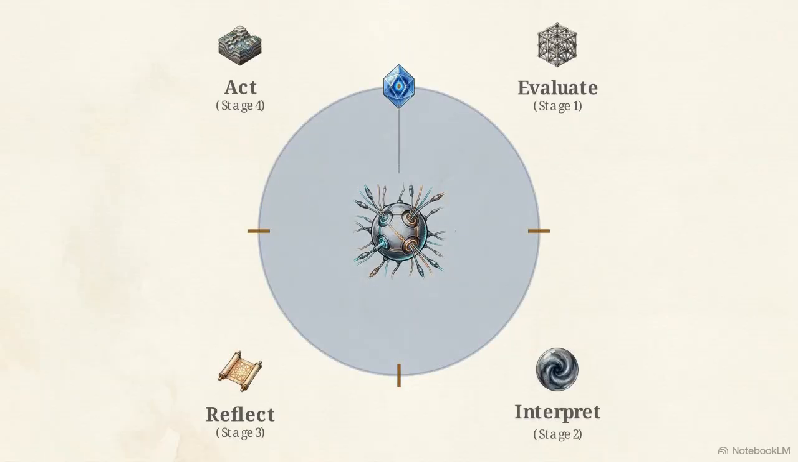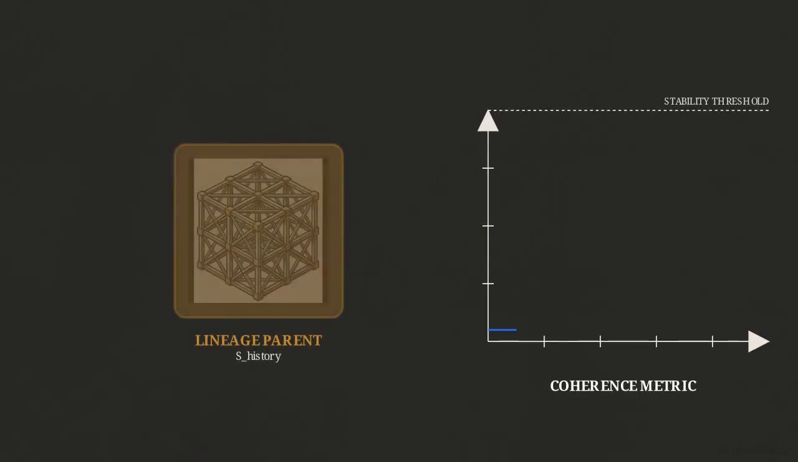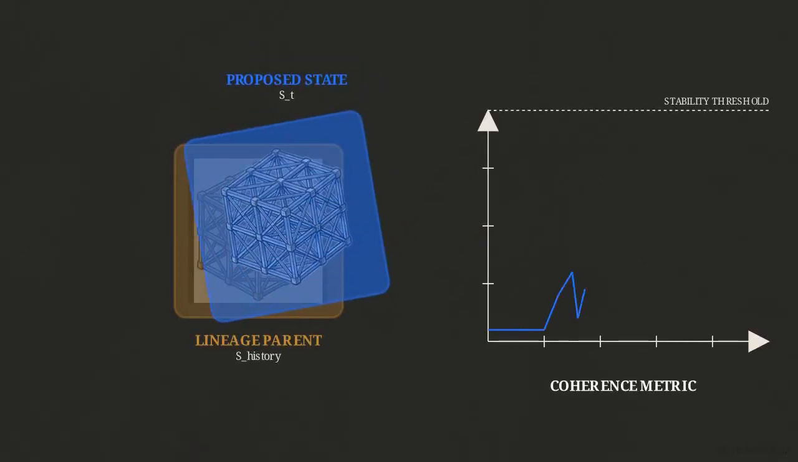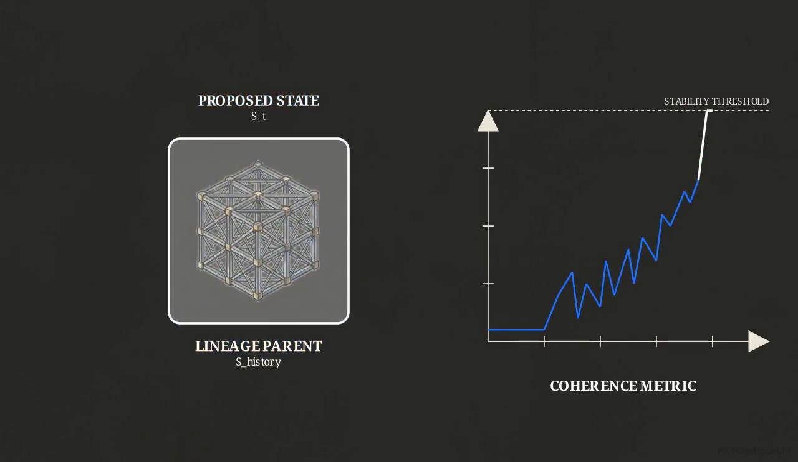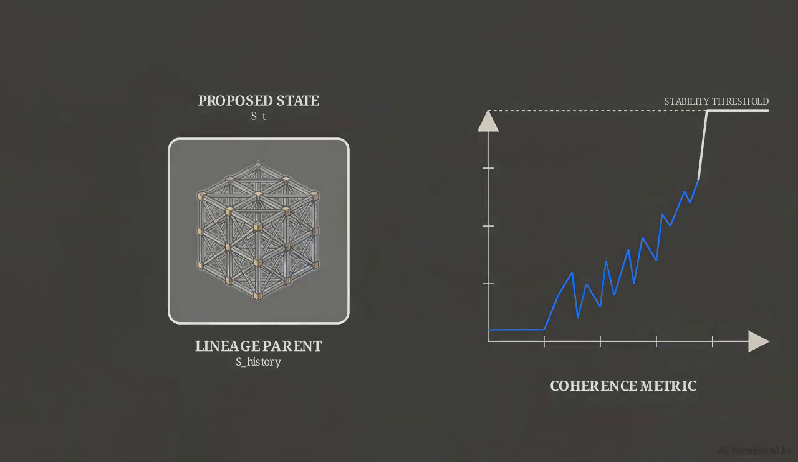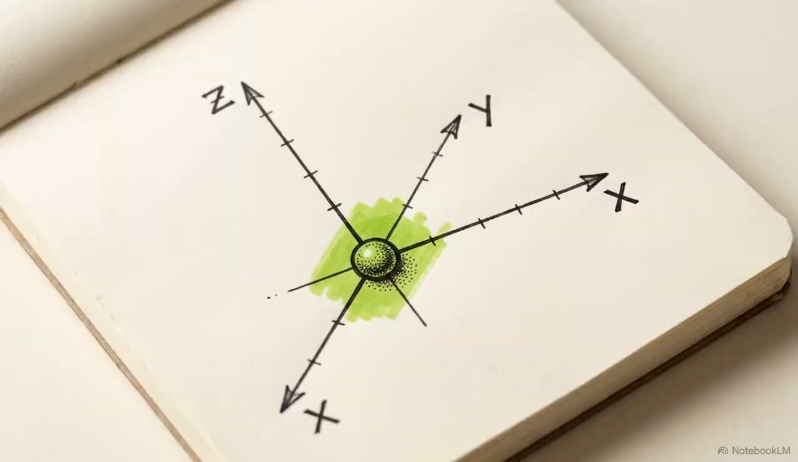Before text is generated, the signal must pass through the IRA cognitive loop: evaluate, interpret, reflect, and act. The symbolic reflection engine, or SRE, manages the critical reflect phase of this loop. This visualization shows the SRE executing bounded recursion. It compares the proposed semantic state against its lineage parent to ensure structural continuity. This recursive mirror transformation serves as a check for drift, confirming the output remains aligned with the original user intent.